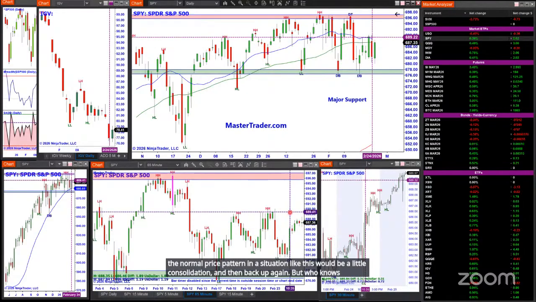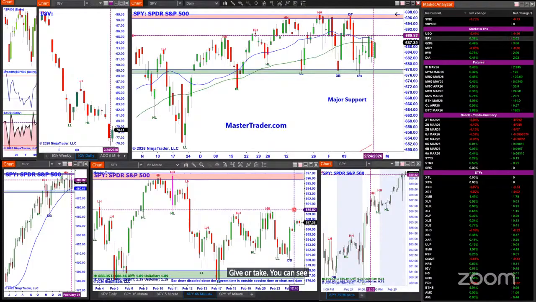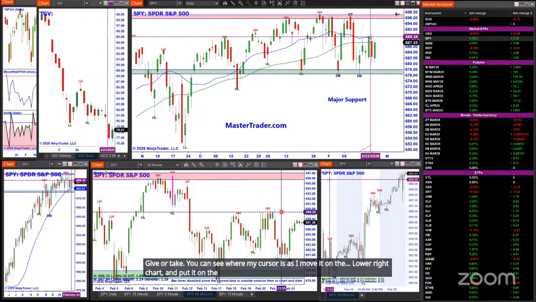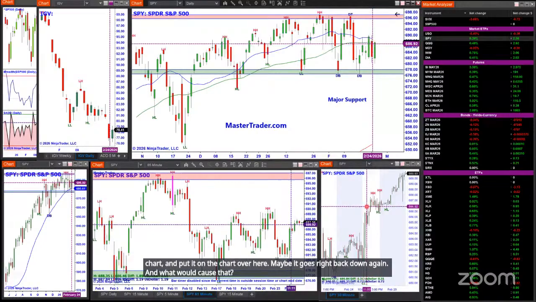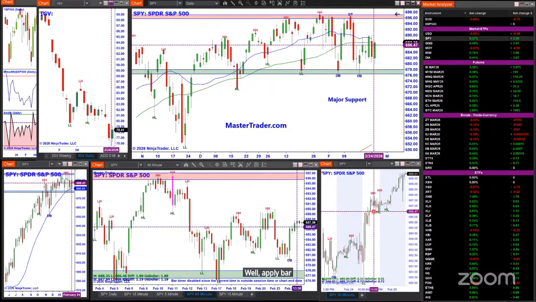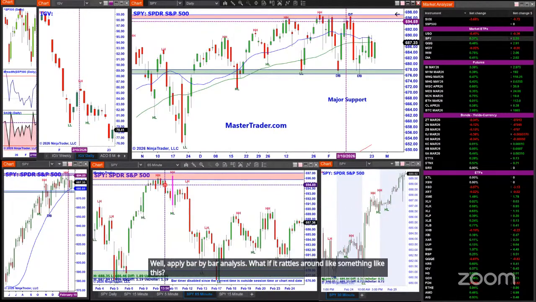It's at the top of the range, right? Give or take. You can see where my cursor is as I move it on the lower right chart and put it on the chart over here. Maybe it goes right back down again. And what would cause that? Well, apply bar by bar analysis. What if it rattles around like something like this for a half hour, an hour?